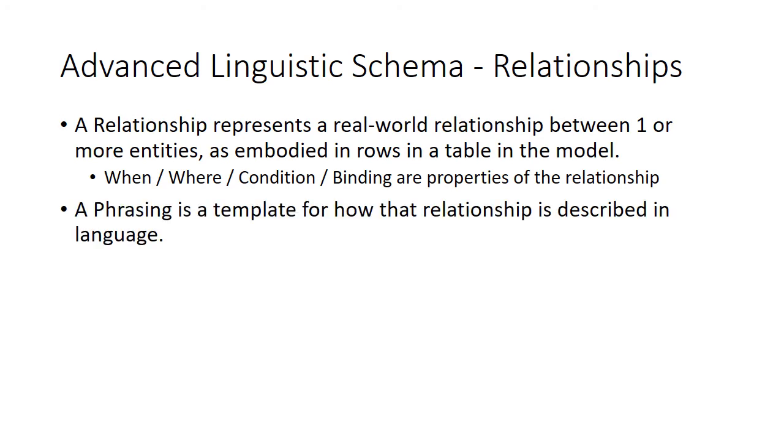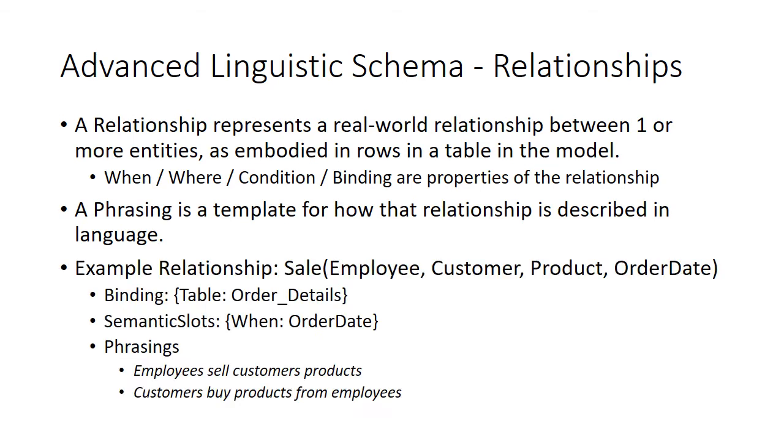The phrasing itself is a template for how that relationship can be described in language, and each relationship can have multiple phrasings that describe it. So, a full example of a relationship would look something like this. There exists a sale relationship between the entities employee, customer, product, and order date. Instances of that relationship are represented in rows in the order details table. That's the binding. The relationship occurs on the order date, that's the when, and there are 2 primary ways of describing this relationship. Employees sell customers products, and customers buy products from employees.